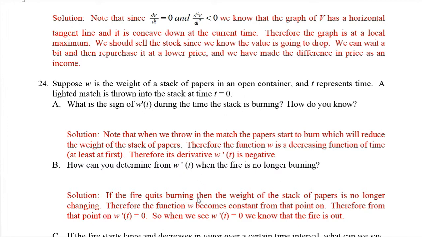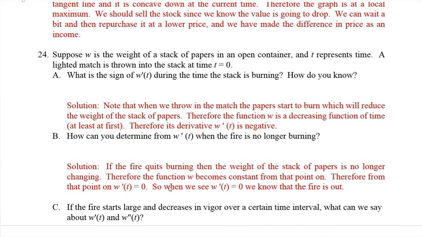Therefore, the weight function becomes constant, and the derivative function is 0. So when we see that W prime of t hits 0, we know that the fire went out. If it goes down to 0, then it will actually stay 0 for a while. But the point where it hits 0 on the derivative function, that's when you know the fire is no longer burning.